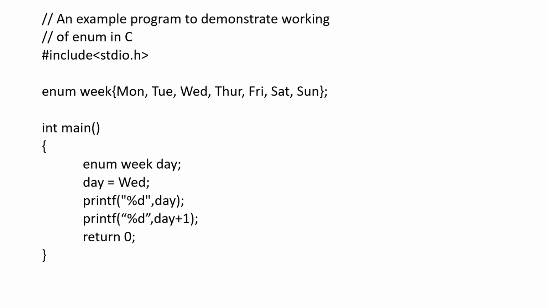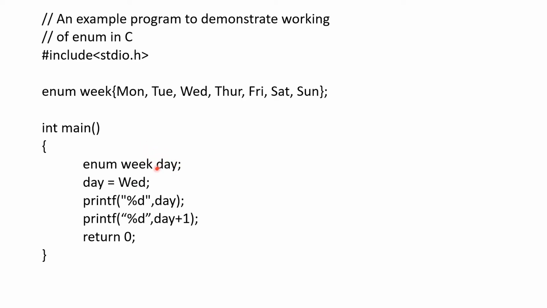See an example of the enum. In this example I just declare one enumerated data type, enum week, and these are the values under this week. In the main I declare a variable of this week. I declare one variable day of type week. The enum keyword is used, and after that the identifier, the same identifier, is used to declare a variable of that type. So day is a variable of type week.